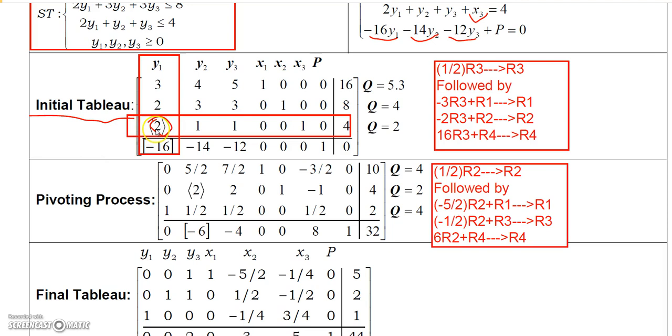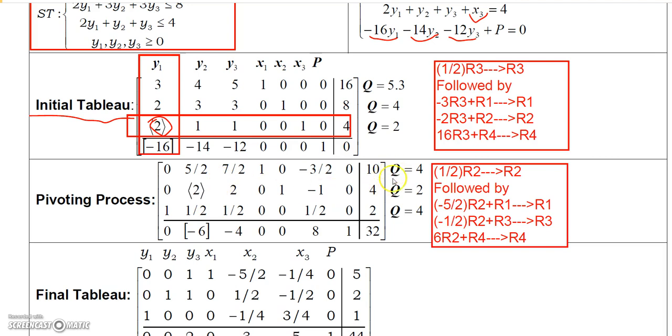So to pivot on this 2, you're going to multiply this row by 1/2 to make it a 1. Then you're going to multiply that row by negative 3 and add it to row 1. Then multiply that row by negative 2 and add it to row 2. And then multiply that row by 16 and add it to row 4. So these are the row operations that you would do there. And then you should get this tableau. And then if you check, this is the most negative indicator on the bottom row.